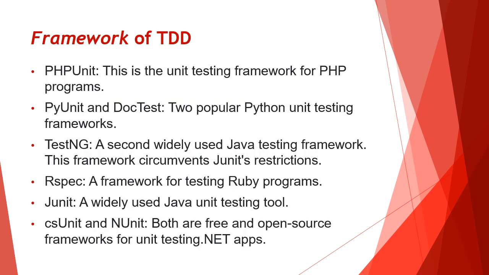Frameworks of TDD. PHPUnit is the unit testing framework for PHP programs. PyUnit and doctest are two popular Python unit testing frameworks. TestNG is a second widely used Java testing framework. This framework circumvents JUnit's restrictions. RSpec is a framework for testing Ruby programs. JUnit is a widely used Java unit test tool. CSUnit and NUnit are both free open source frameworks for unit testing .NET applications.